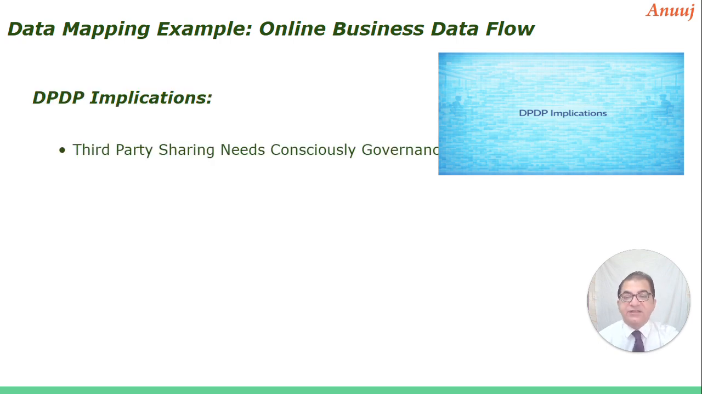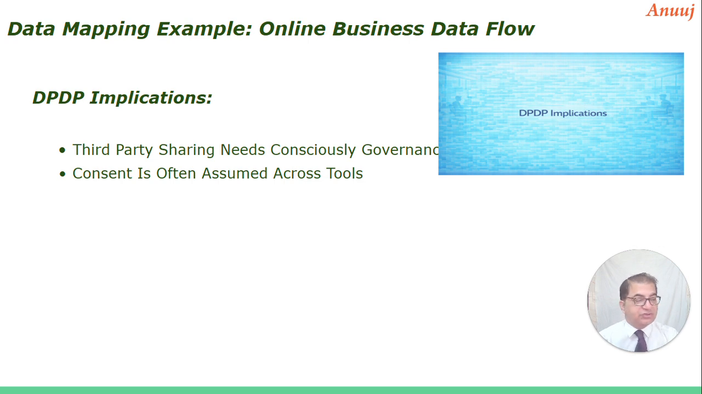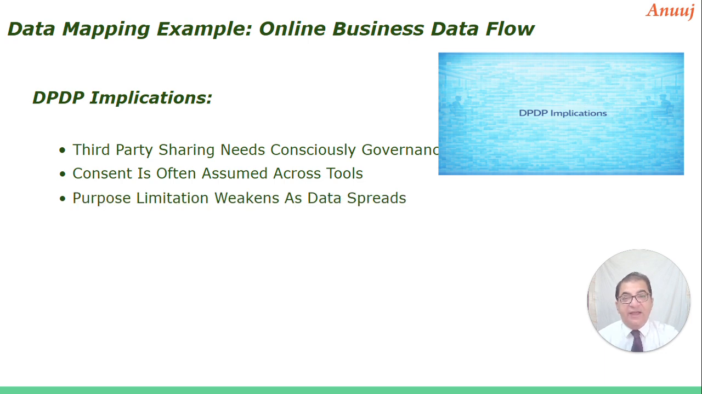The DPDP implication says third party sharing needs to be consciously governed. You need to be very careful while sharing with third parties, not only in terms of data processing agreements, but also in terms of sharing it properly. Consent is often assumed across tools. Assumed. So you need to be very careful. If there are different tools, all tools that are collecting data need to have a privacy notice and a consent mechanism at the time of collection of data. It cannot be assumed, right, that you are coming to my marketplace, so I'll take care.